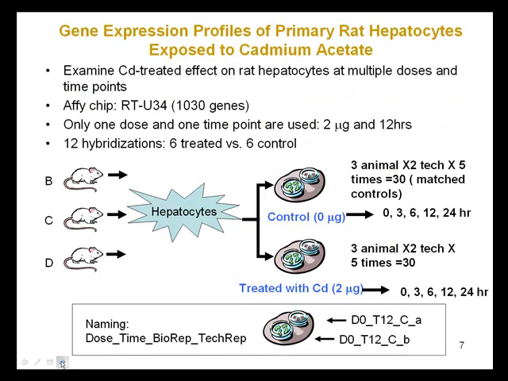This slide shows a sample dataset which will be used in the next short tutorial of ArrayTrack. This dataset consists of primary rat hepatocytes which have been exposed to cadmium acetate. It's using an AFI chip which has 1030 genes, and what we're trying to do in this experiment is compare 12 different hybridizations, 6 treated versus 6 control. And we're using a standard dose and a 12 hour time point. What we're trying to find is the genes and the pathways which are differentially expressed or dysregulated between the treated group, the 6 treated samples, and the 6 control samples.